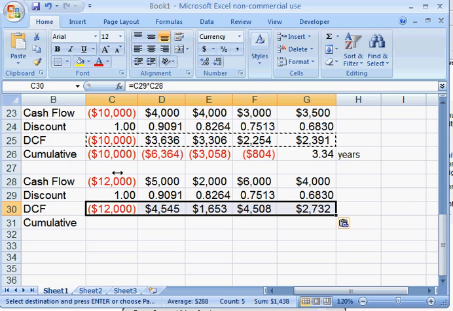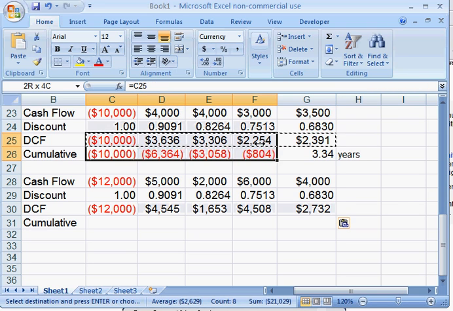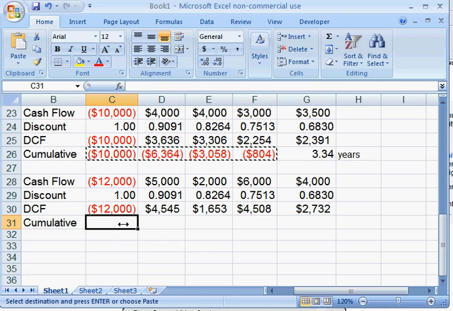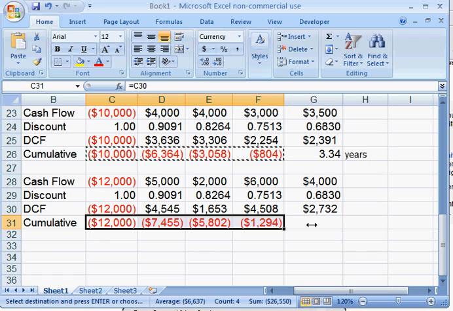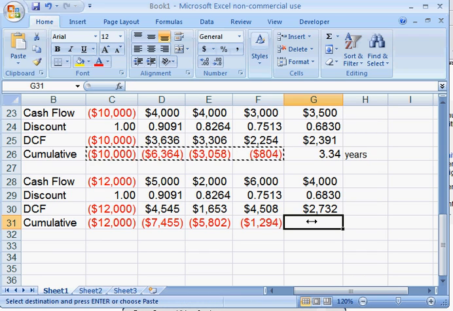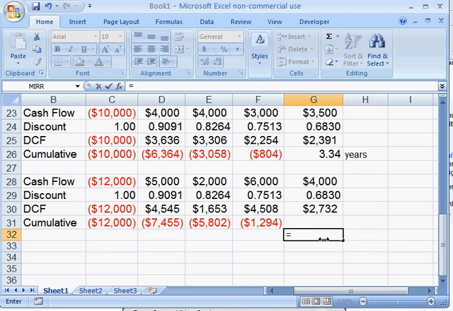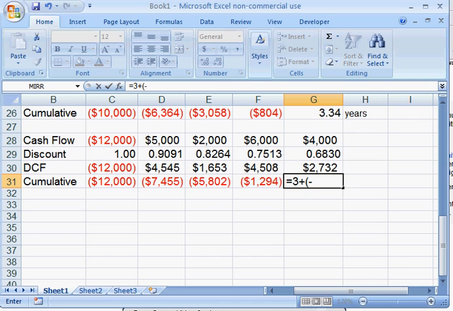And we have a negative 1294 left, 2732, so this is going to equal again 3 years plus, in parentheses, the negative 1294 divided by the 2732, and turn that back into a number. 3.47 years. And so again, even with the discounted cash flow, Project A at 3.34, Project B at 3.47 years.